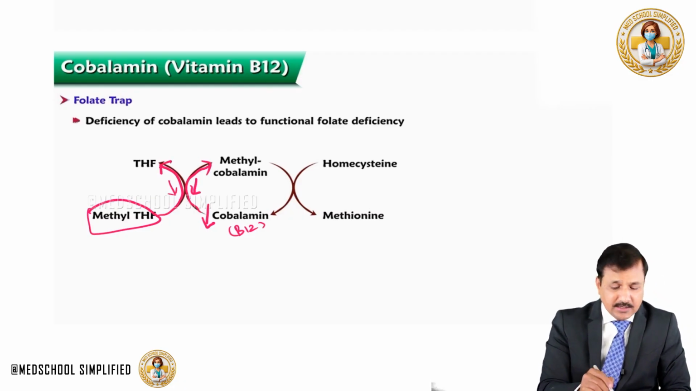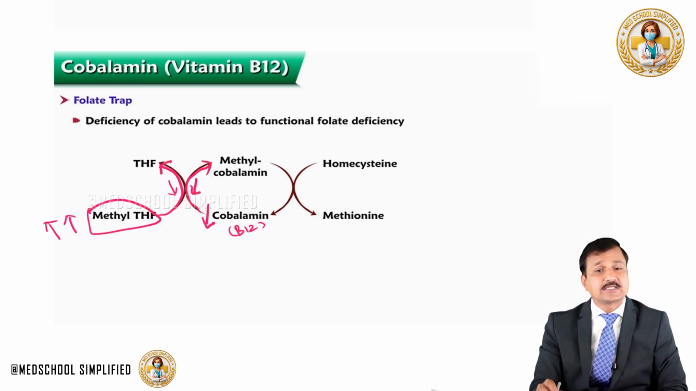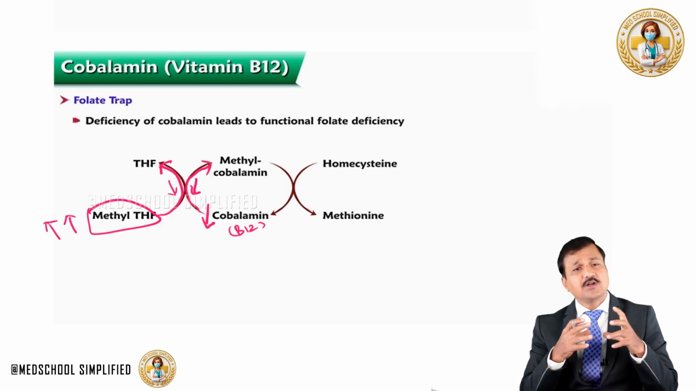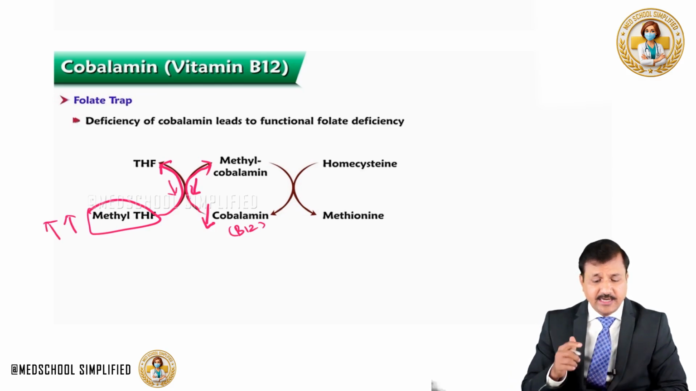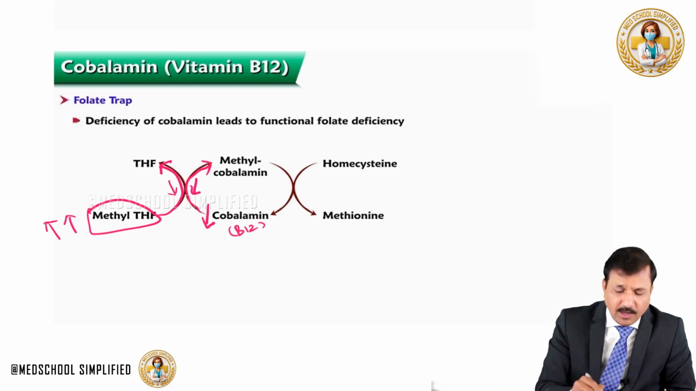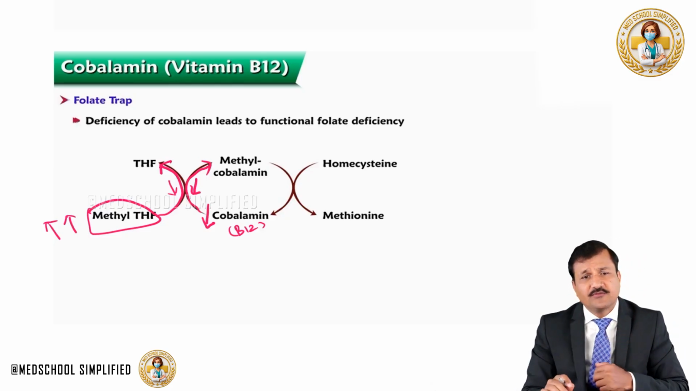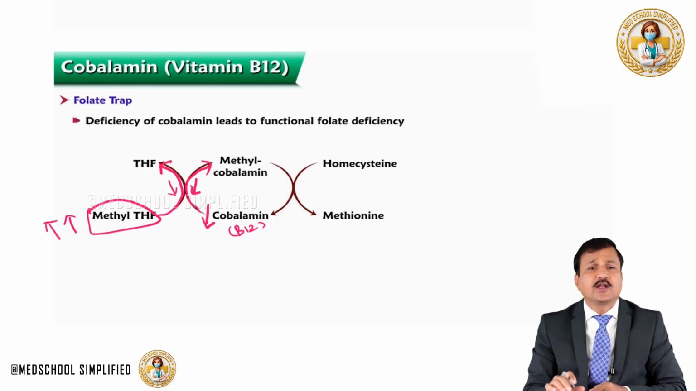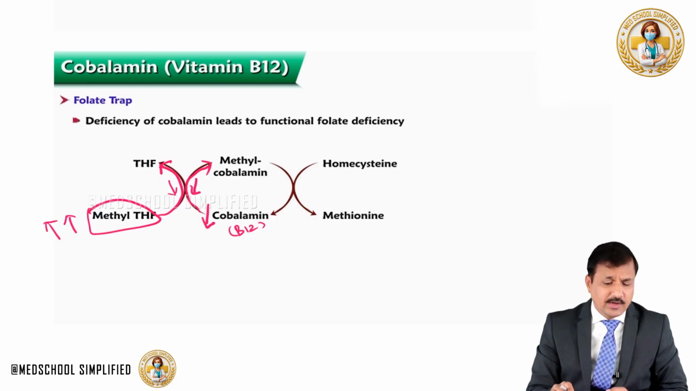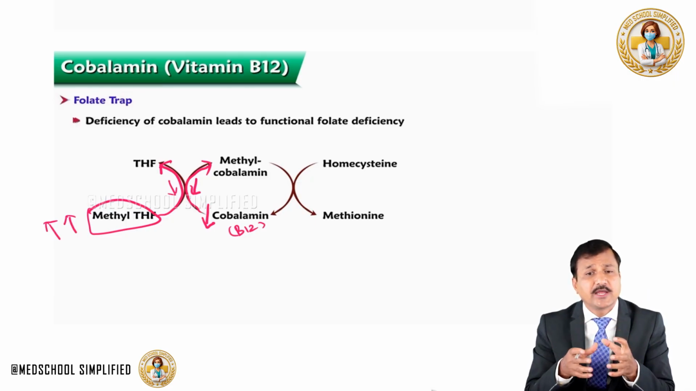So there will be accumulation of this N5-methyl tetrahydrofolate inside the cell, because conversion of N5-methyl tetrahydrofolate into tetrahydrofolate needs conversion of cobalamin into methylcobalamin, and now cobalamin itself is deficient. So this conversion does not go on. The cell will simply accumulate tetrahydrofolate as N5-methyl tetrahydrofolate. It simply accumulates.